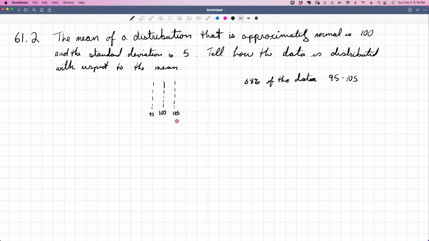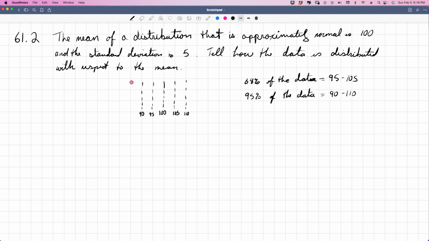And all right, so now we have to do 95%. We have to do the second standard deviation. So that's going to be 110 on this side, and then that's going to be 90 on this side, right? So 95% of the data falls within 90 to 110.